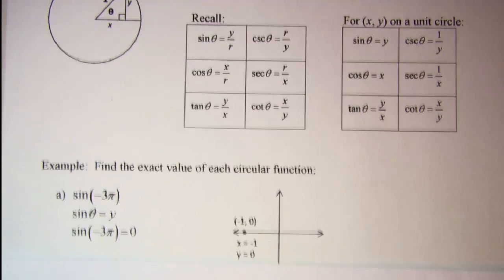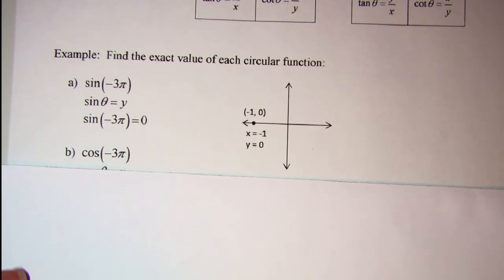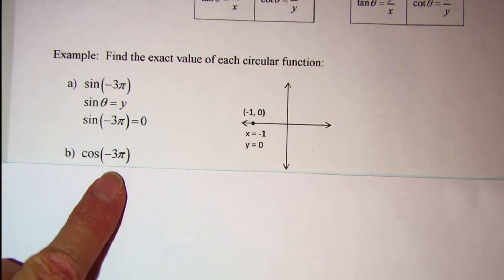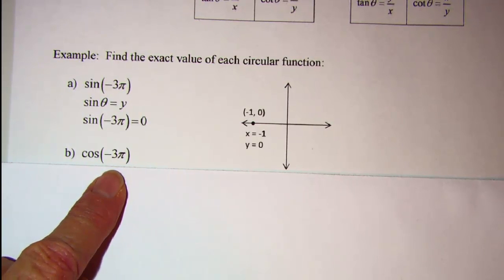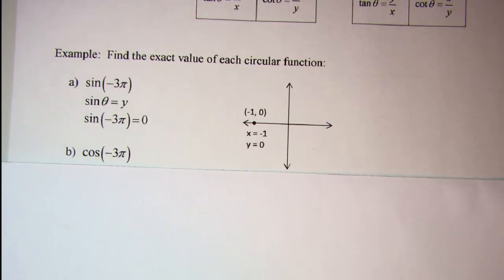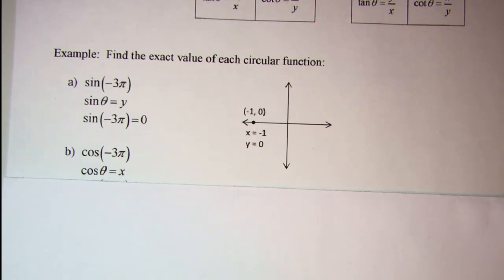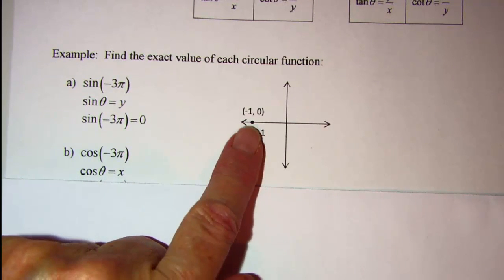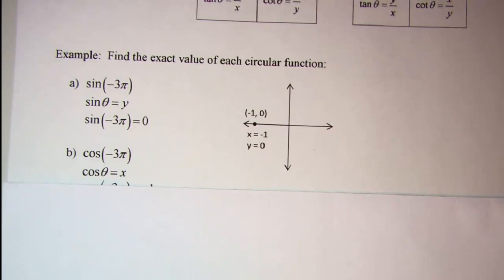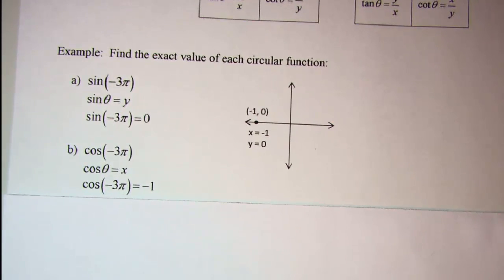Now we'll use the same sketch to do this next one. Since my argument is still negative 3 pi, this time I want the cosine. Well, cosine, when we're talking about circular functions, is just equal to x. And my x-coordinate on this point is negative 1. So the cosine of negative 3 pi is negative 1.